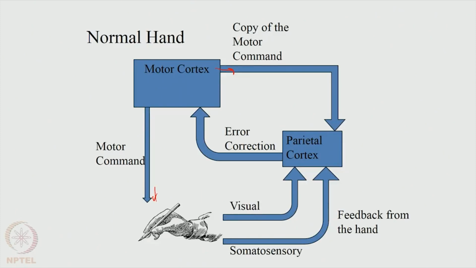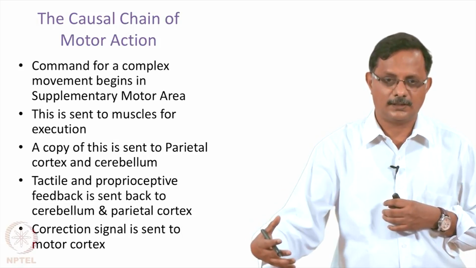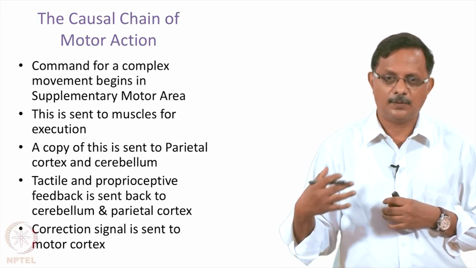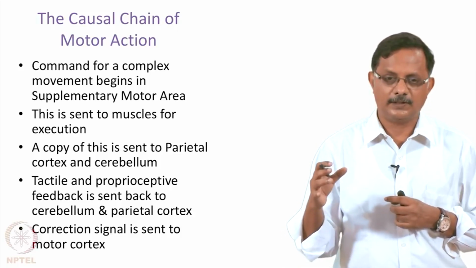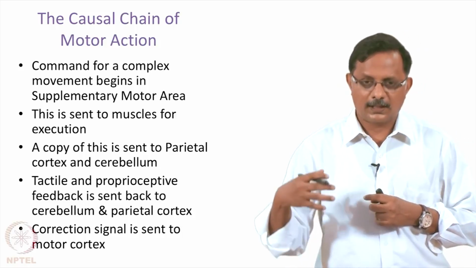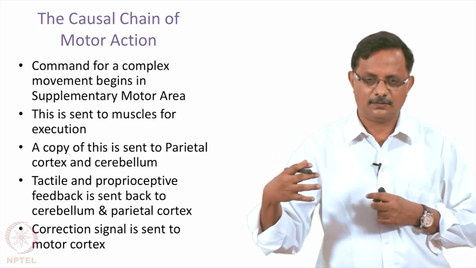Then parietal cortex also receives sensory feedback. So, it receives input from visual and somatosensory cortex. Visual information tells you where the arm is located and how it looks, its appearance. The somatosensory feedback gives you information about the arm configuration, that is, what are the joint angles of the fingers and of the wrist and so on. So, using that also the parietal cortex can judge where the arm is with respect to the body.